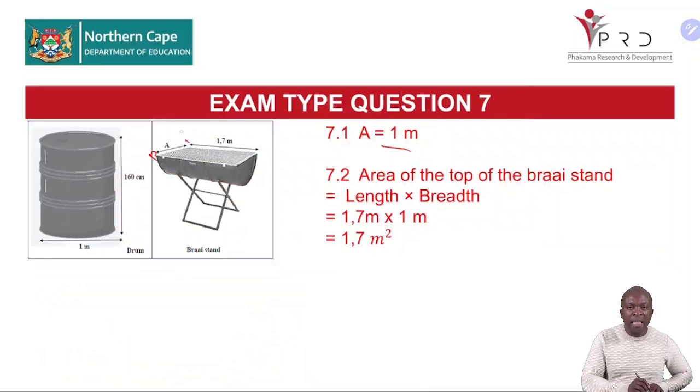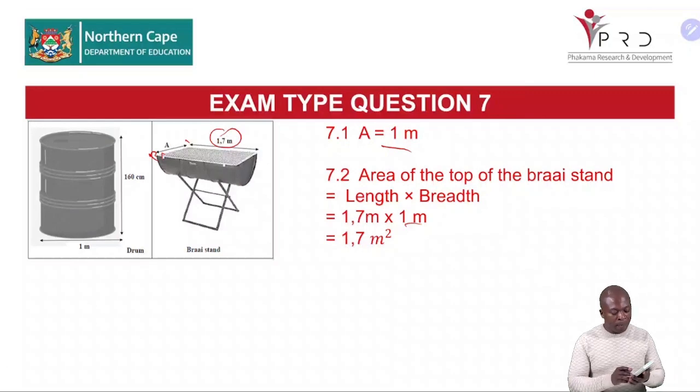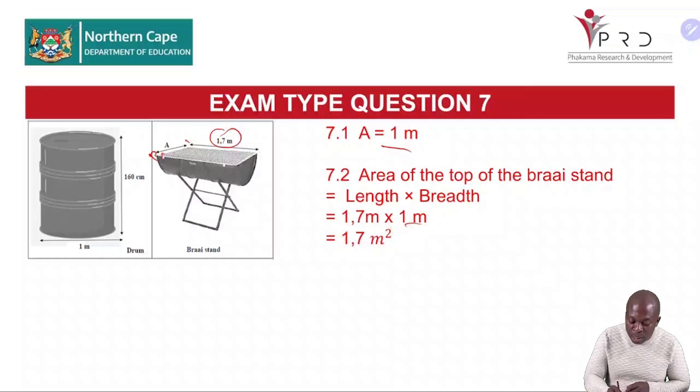Now, they are saying that since you know the value of A, find the area of the brass stand, the top. So we know from one side it is 1.7 meters, and the value of A is 1 meter. So what do you do? You take your calculator, you press 1.7 meters times 1 meter. You are still going to get 1.7. But the answer now becomes what? Meters squared. I trust you got this one correct.